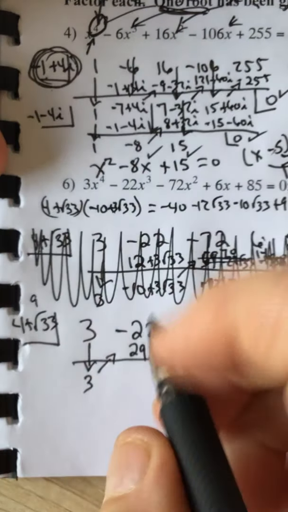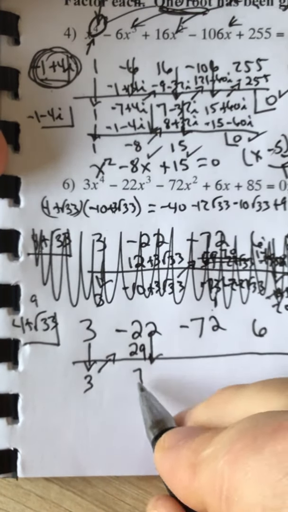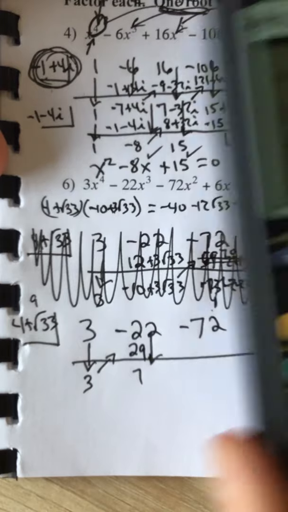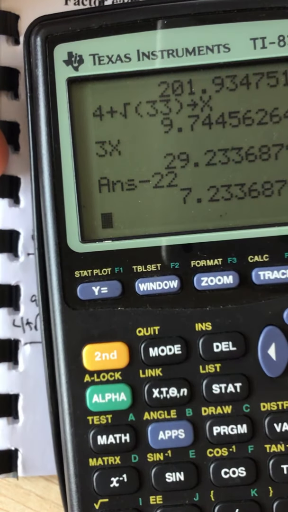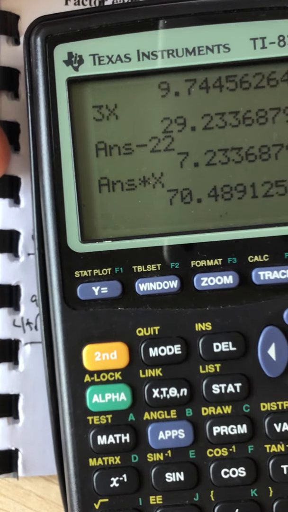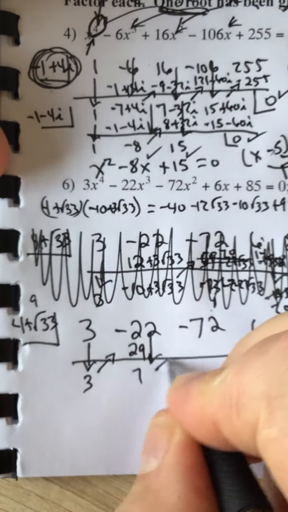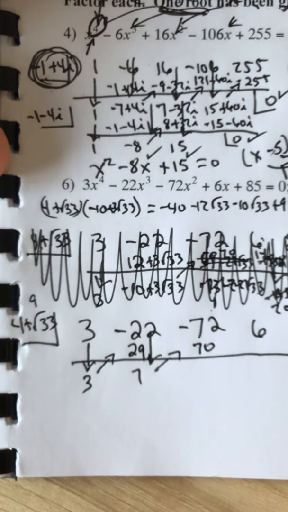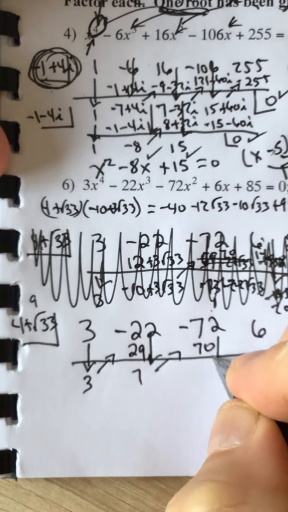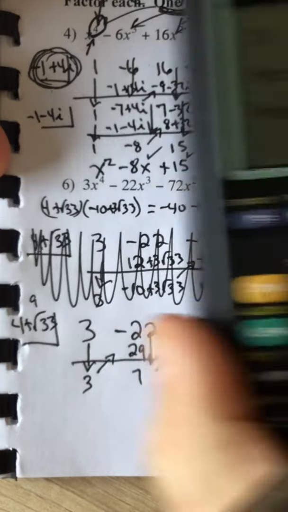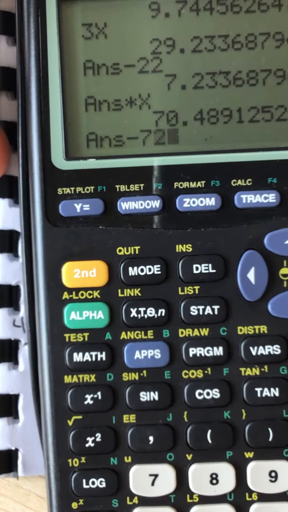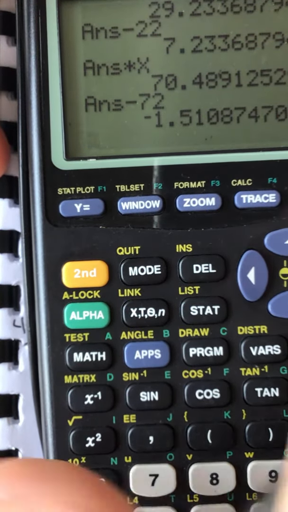That's about 7. Now I need 7 times that X number. So I'm going to take that times 7. So I'm going to say answer times X. That's about 70. So this number up here is about 70. Add that down. So now I'm going to add a negative 72. So minus 72 from that is negative 1.5.